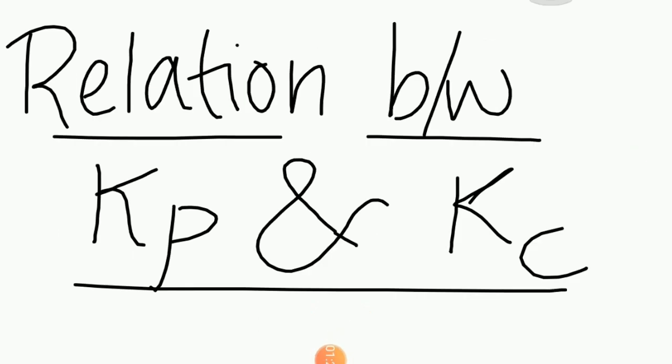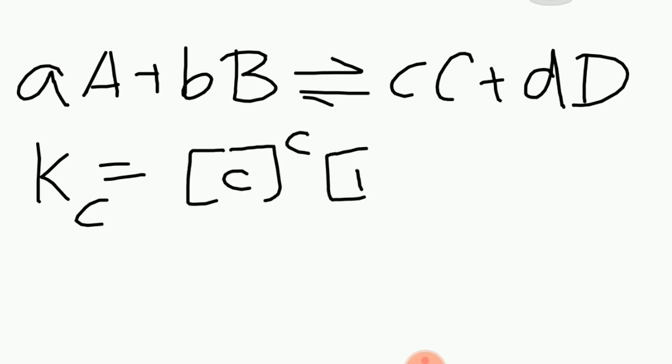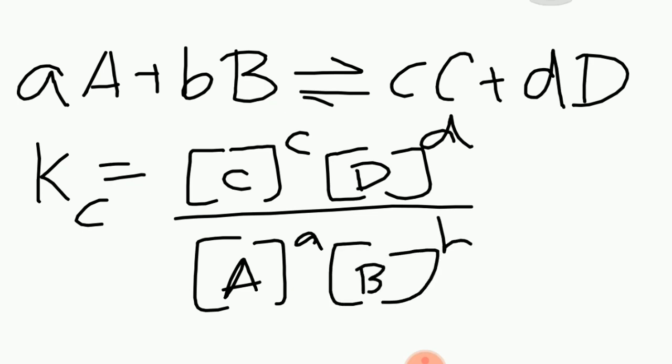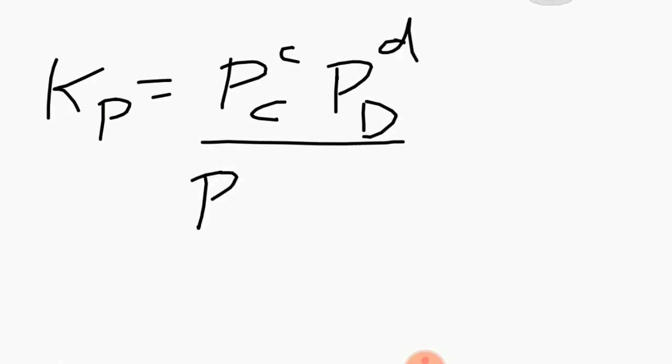Next we are going to see the relation between Kp and Kc. So now let's consider the general equation in which all are in gaseous state. So we can write Kc is equal to concentration of C raised to c into concentration of D raised to d divided by concentration of A raised to a into concentration of B raised to b. And Kp can be written as partial pressure of C raised to c into partial pressure of D raised to d divided by partial pressure of A raised to a into partial pressure of B raised to b.